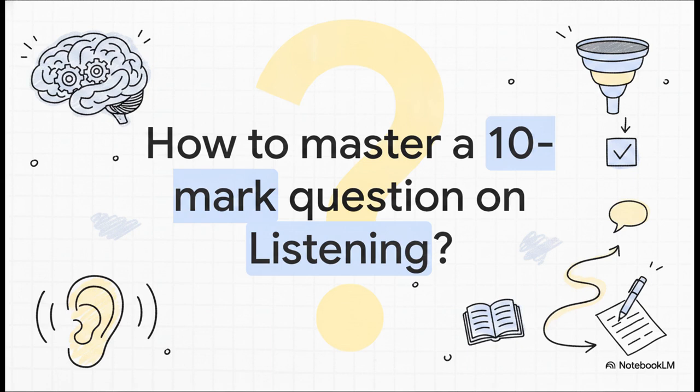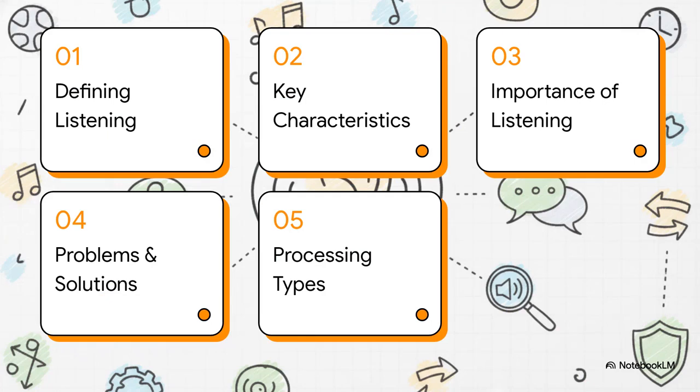You have to show the examiner that you deeply understand the underlying mechanics, the very real classroom challenges, and the intricate cognitive processes behind this crucial language skill. A cohesive narrative is literally what separates a passing grade from true mastery. So here is your mental scaffolding. To build that perfect narrative arc, we'll quickly cover defining the listening skill, its key characteristics, the importance of listening, classroom problems and solutions, and finally, top-down versus bottom-up processing.